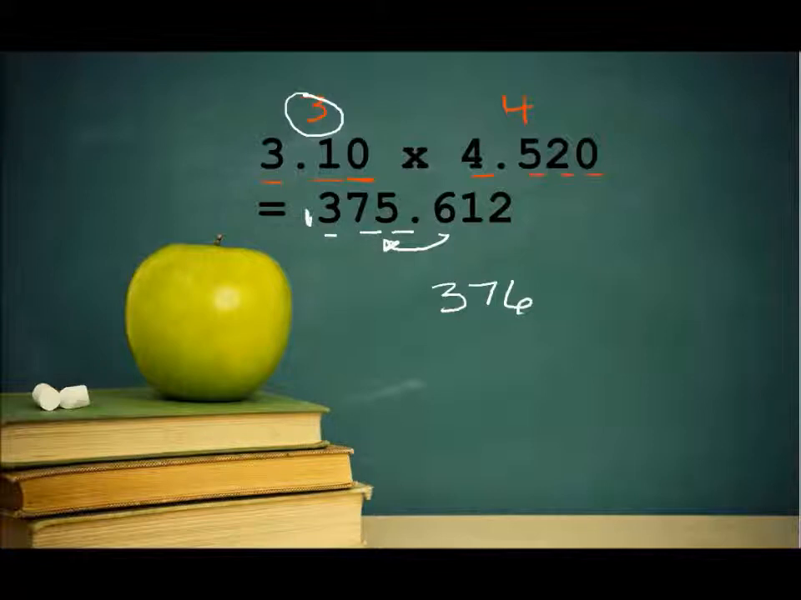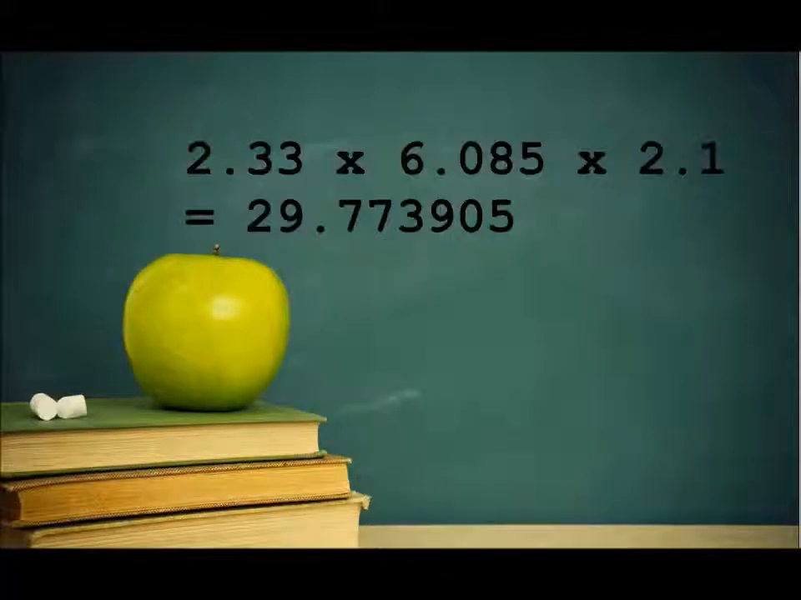Just like that. Let's take a look at one with 3 numbers to multiply. I already have that all worked out for you. Let's count the number of significant digits. This part has 3. This part has 4. And this one has 2. We go with the smallest number of significant digits, which is the 2.